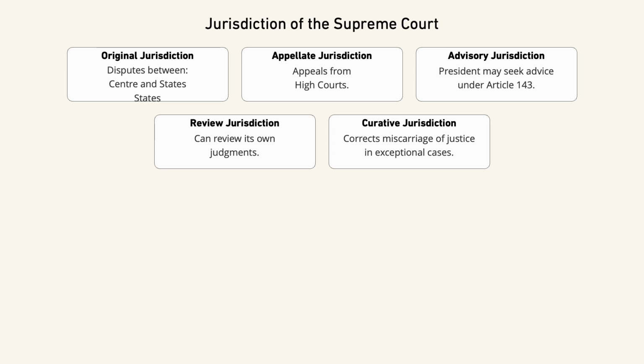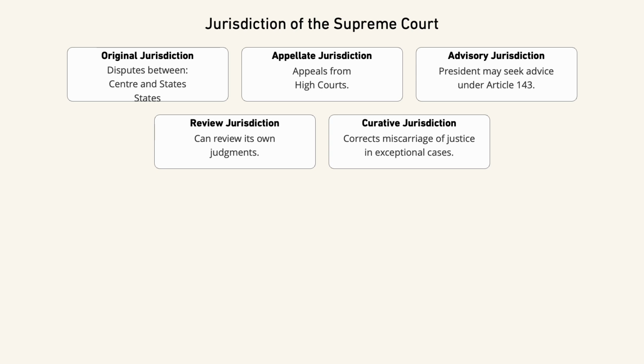And then advisory jurisdiction is another power of the Supreme Court. Advisory means it can advise the president, okay? It can advise even the Prime Minister and anyone for that matter. The president may seek advice under Article 143. But in the case of the president, it is not binding on the president, which means the president doesn't need to listen to the advice of the Supreme Court. The president may take it or not, he only asks for advice.